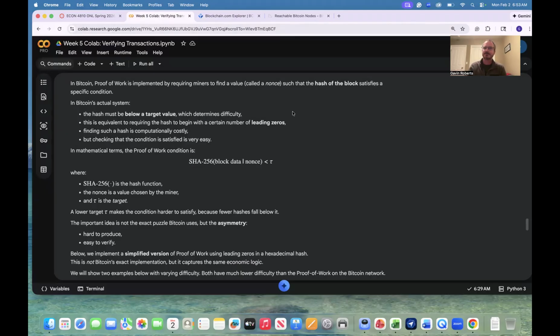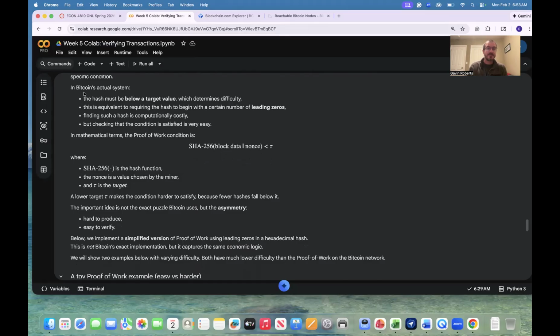that number we were looking at, such that the hash of the block, because we're going to hash the block essentially, that's a way to make this shared history a little bit more manageable. Because we know that even though that block has tons of data on it, if we hash it, it leads to this fixed length value, which satisfies a specific condition. In Bitcoin's actual system, the hash must be below a target value, which determines difficulty.